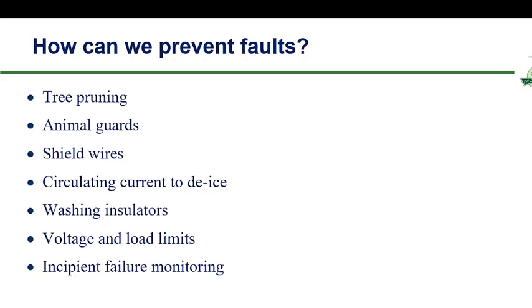Additionally, washing insulators is important in polluted or dusty environments to maintain proper insulation performance, and operators must also respect voltage and load limits to avoid overstressing the system. Finally, incipient failure monitoring enables early detection of potential issues, allowing maintenance teams to act before faults occur. Together, these measures significantly enhance system reliability and reduce the risk of unexpected outages.